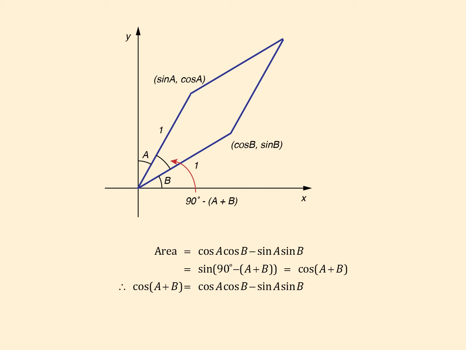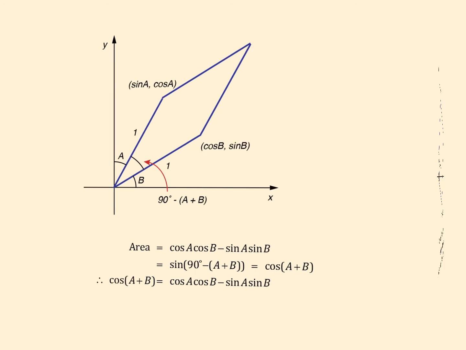And that's equal to, using the area of the triangle formula, doubled, sine of 90 take away A plus B. But sine of 90 take away A plus B is the same as cos of A plus B. And hence cos of A plus B is cos A cos B minus sine A sine B.